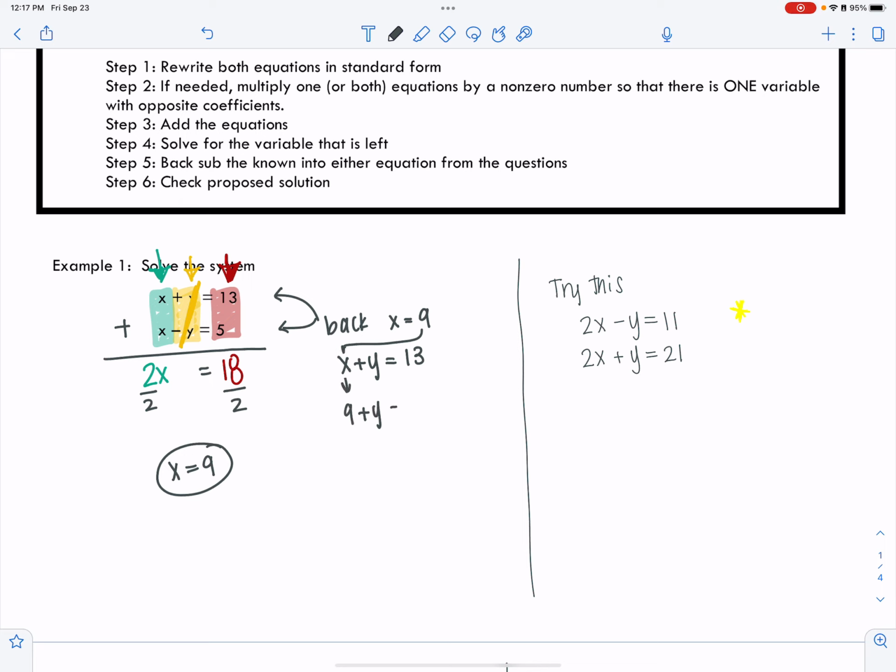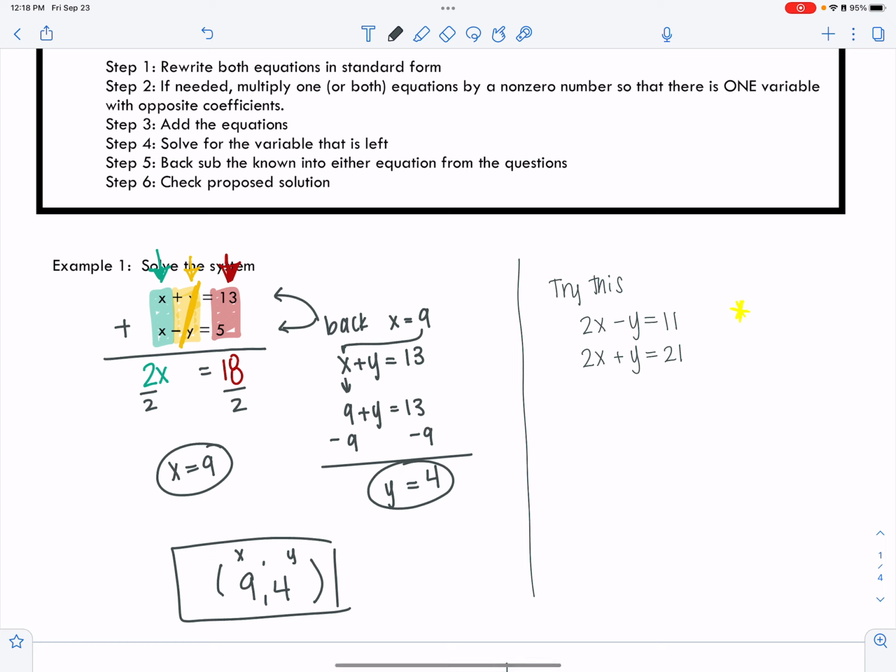So I'm going to plug in 9. 9 plus y equals 13. I'm going to subtract 9 from both sides, and that's going to give me y equals 4. So my point is going to be the point x comma y, 9 comma 4. That would be the point I would type in. And this is one solution because I actually got a point.